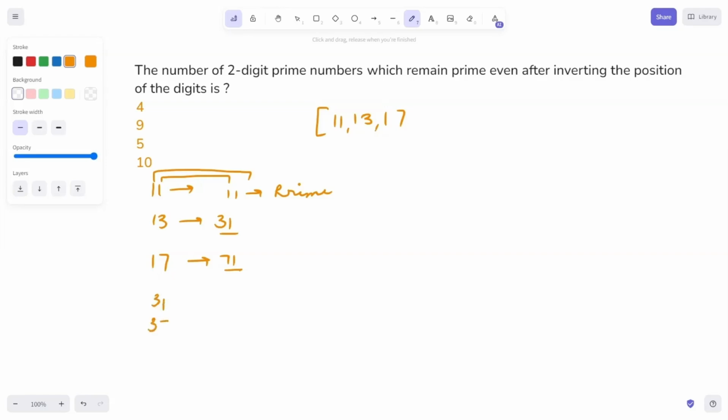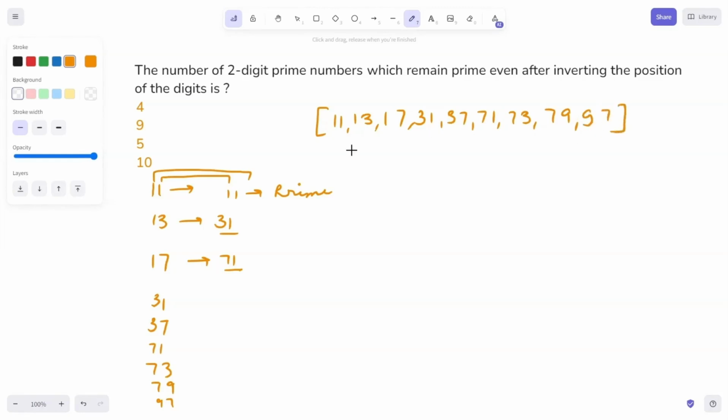And 37, and 71, and 73, and 79, and 97. As you can see, these are all prime numbers. Even if we invert the digits of these, the resultant value will always be a prime. Okay, so 11, 13, 17 and 31, 37 and 71, 73, 79 and 97.